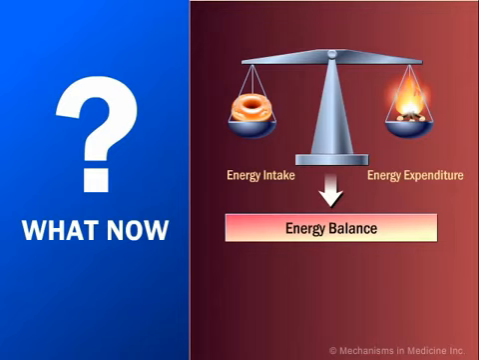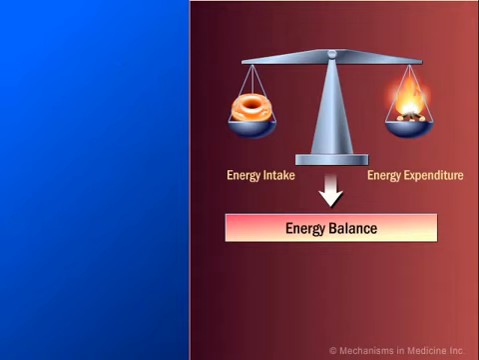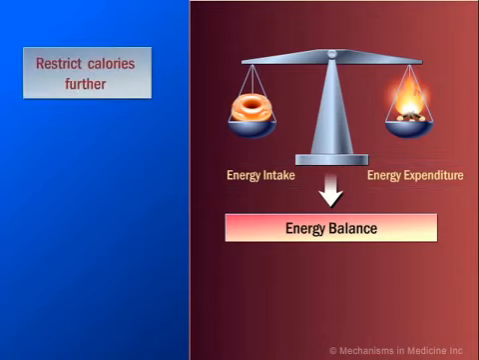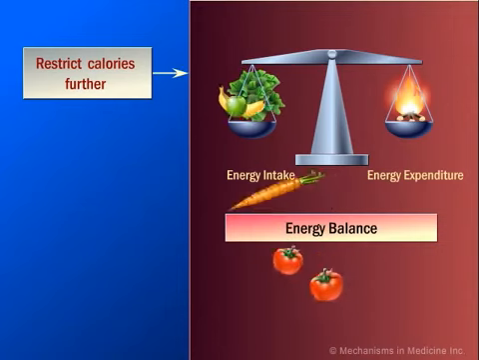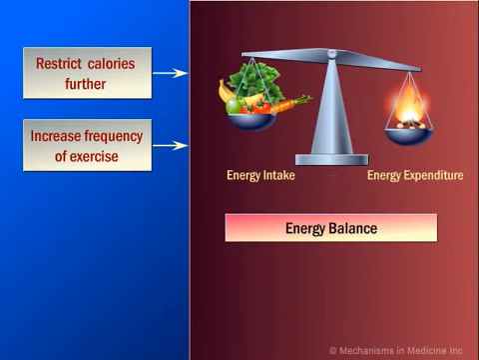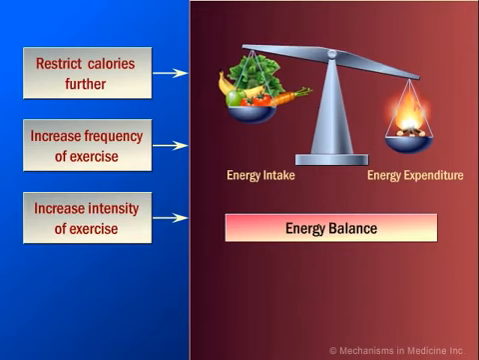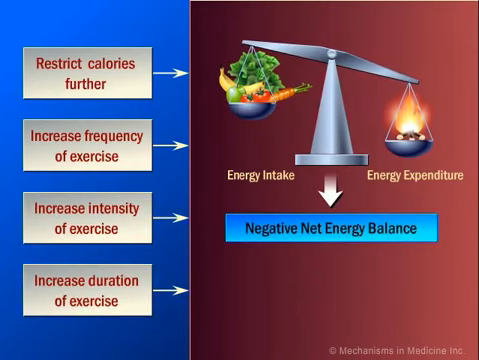What must be done to end the weight loss plateau? Several options exist to maintain a negative net energy balance. These involve either decreasing energy intake or increasing energy expenditure. Options include restricting calories further, or increasing the frequency, or the intensity, or the duration of the exercise.